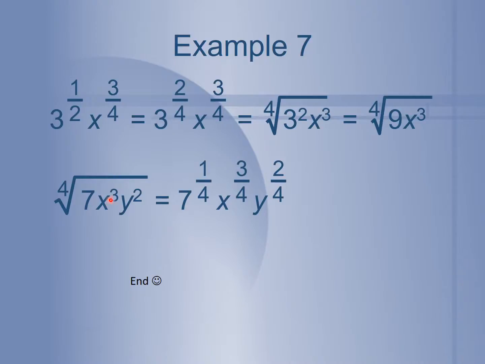And then we have x to the 3, and remember the 4 becomes the denominator, so we have 3 over 4. And then we have y to the 2nd, which when we convert it, the 4 becomes the denominator, so we have y to the 2 over 4. Well, 2 over 4 can be reduced to 1/2. So our final answer becomes 7 to the 1/4, x to the 3/4, and y to the 1/2.